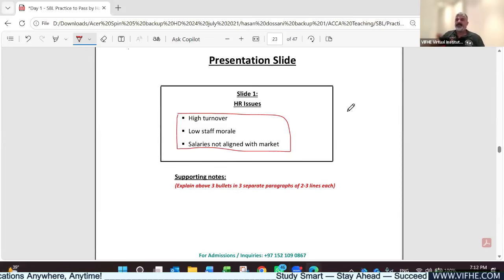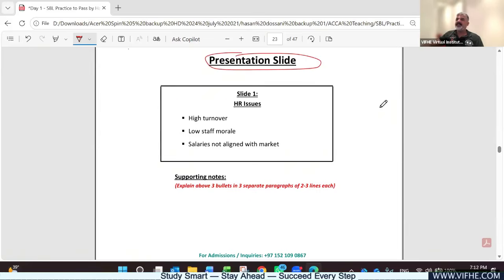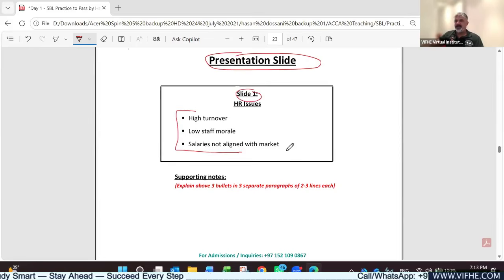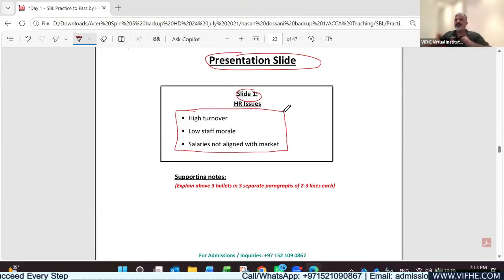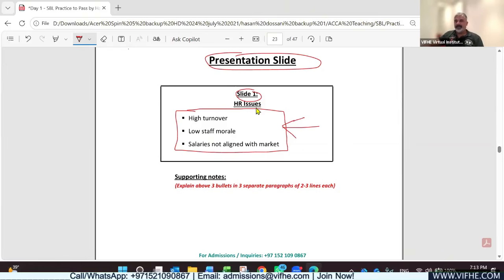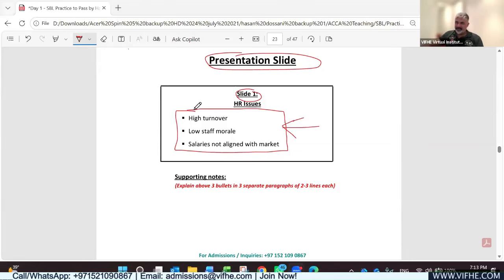is in SBL format. So when the examiner asks you for a presentation slide, you will prepare the slide. And you see this format that the slide will always be concise, bullets to the point. Do you see any explanation here? Yes or no? These are just 3 points, but there is no explanation here because a slide is supposed to be just bullet points. Correct?